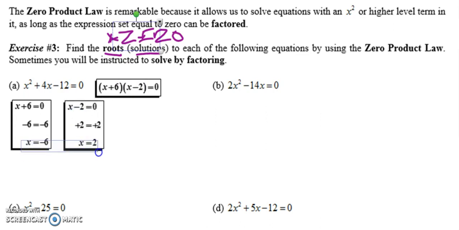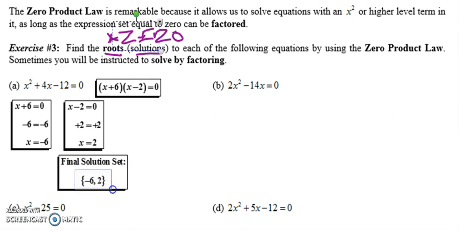So these would be the roots, or the zeros, or the solutions, and you want to write it in these brackets. You don't have to write out the words final solution set, but it's called a solution set because there's more than one thing.